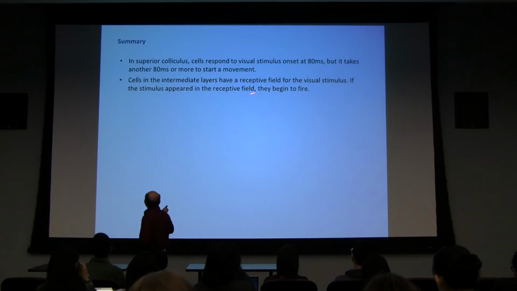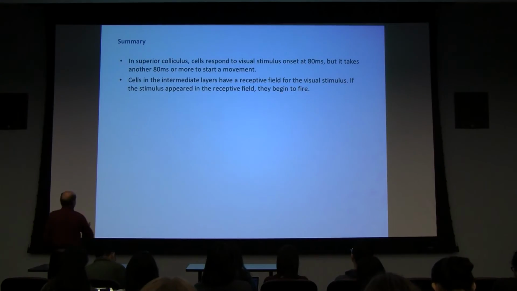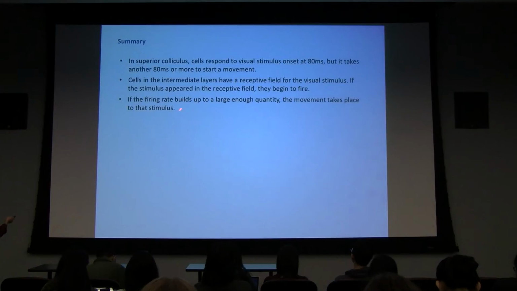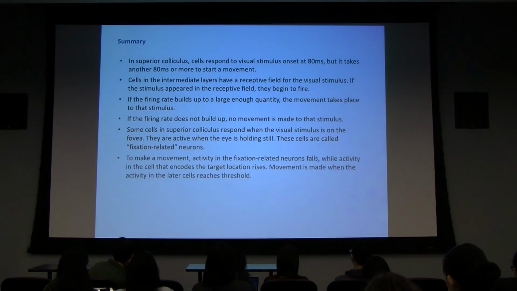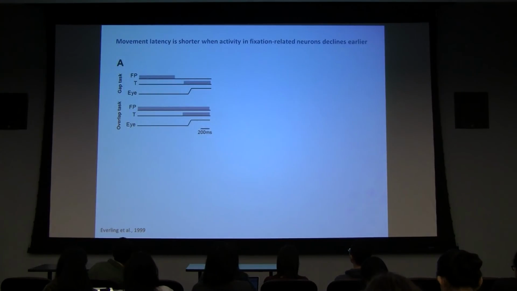Cells in the intermediate layers have receptive fields for the visual stimulus. If the stimulus appears in the receptive field, they begin to fire. The rate builds up, and if it reaches a large enough quantity, the movement takes place to that stimulus. If the firing rate doesn't build up, no movement is made to that stimulus. But there are also these cells, which we call fixation-related areas, which are active when you're holding still. It tells you there's something good that you're doing now. And this activity has to fall, while activity in the cells that encode the target location rises, so they're going to be inhibiting each other. And then you make a movement when these two events take place. All right.